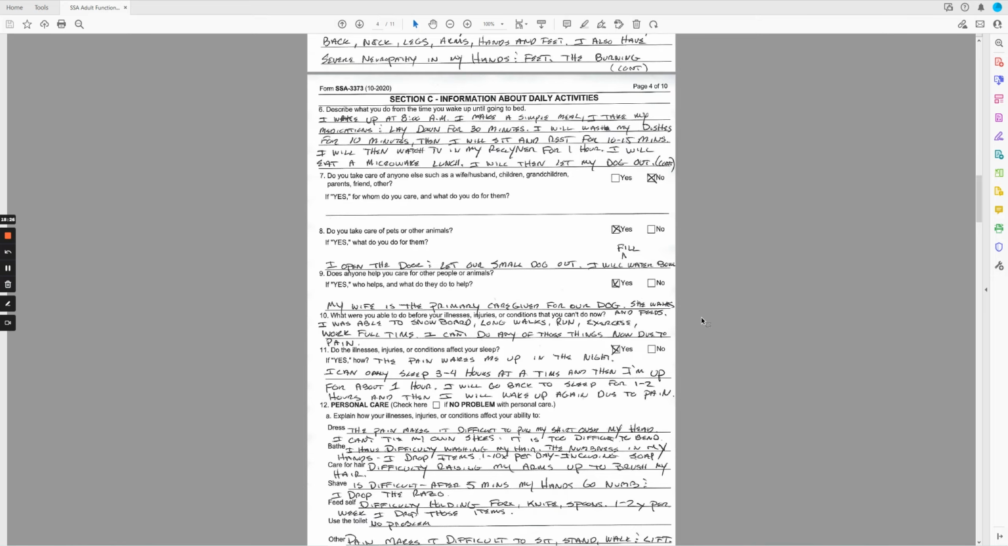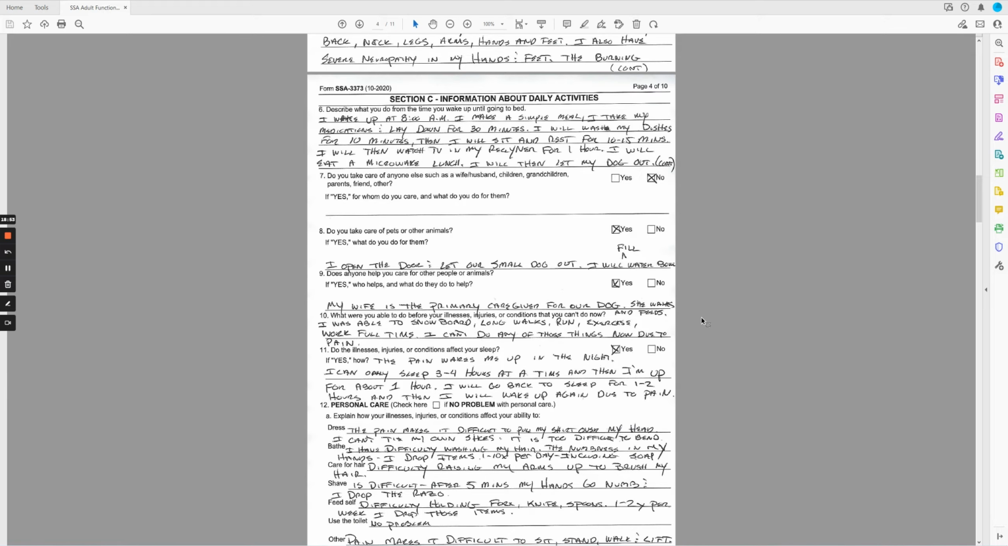And then number 10, what were you able to do before your illness, injuries, conditions that you can't do now? Hey, I was able to snowboard. I would go for long walks or a run, exercise. I was able to work full time, and I can't do any of those things now due to pain. So it's sort of like, what were the hobbies or the things you used to do that you can't do now? And then here it comes back to the sleep question.